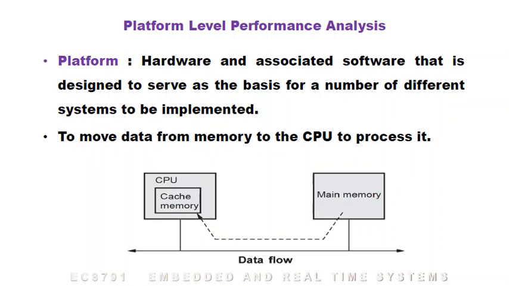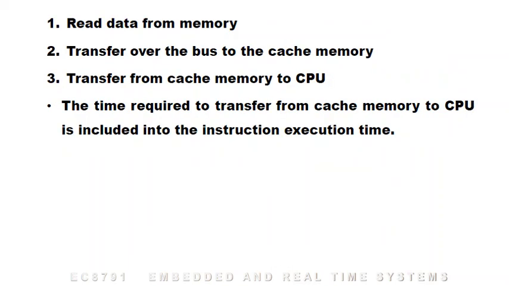So, the CPU and main memory. Here, first, read data from memory. Then second, transfer over the bus to the cache memory. Then transfer from cache memory to the CPU. The time required to transfer from cache memory to CPU is included in the instruction execution time.